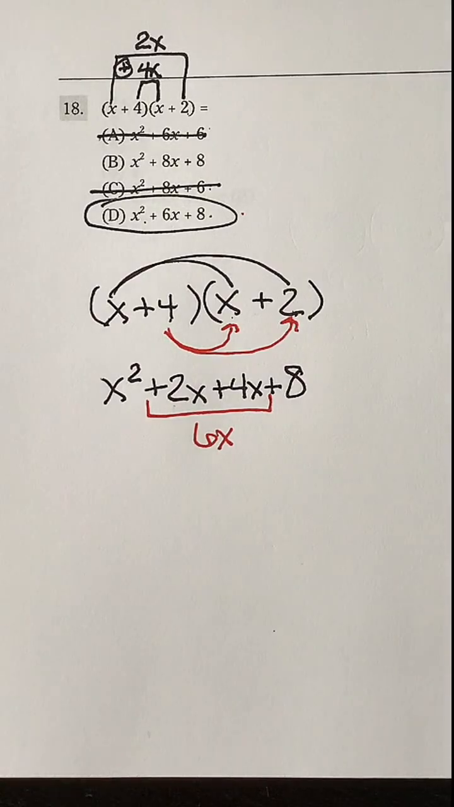Someone asked, why can't you just multiply the x and add the 4 and 2, then multiply the 4 and 2? Yeah, it's a whole pattern, Daniela. There's a whole pattern. You'll get an answer, but it's not going to be right.